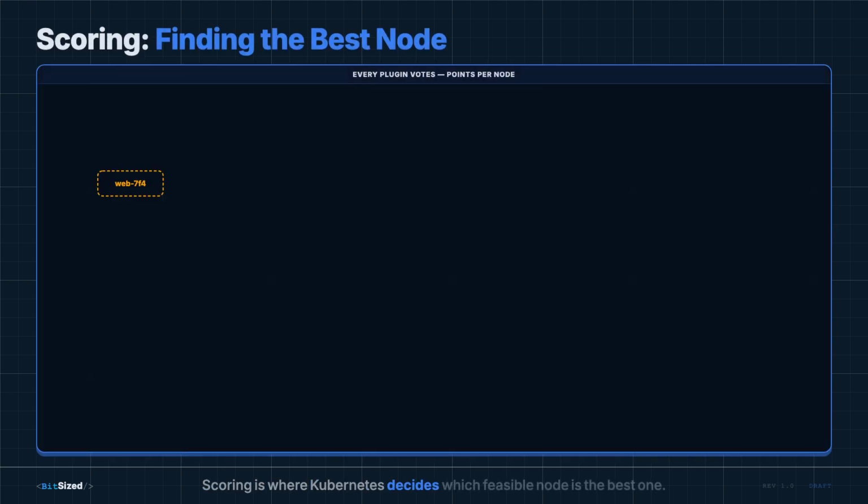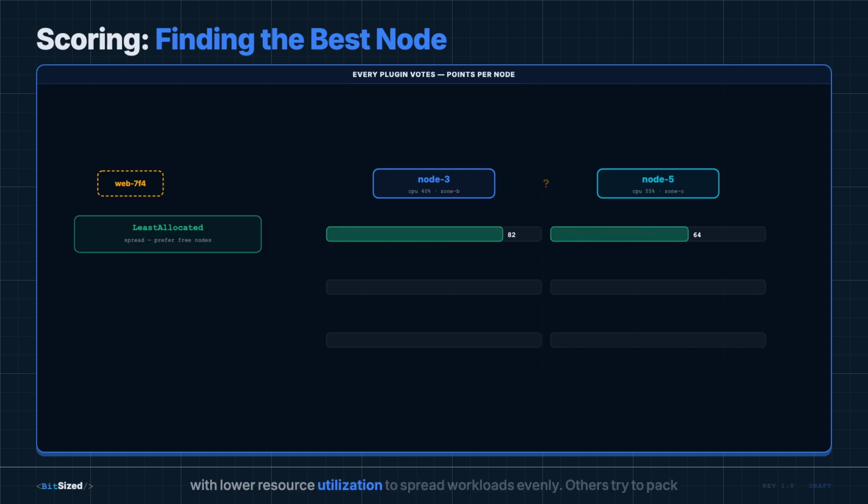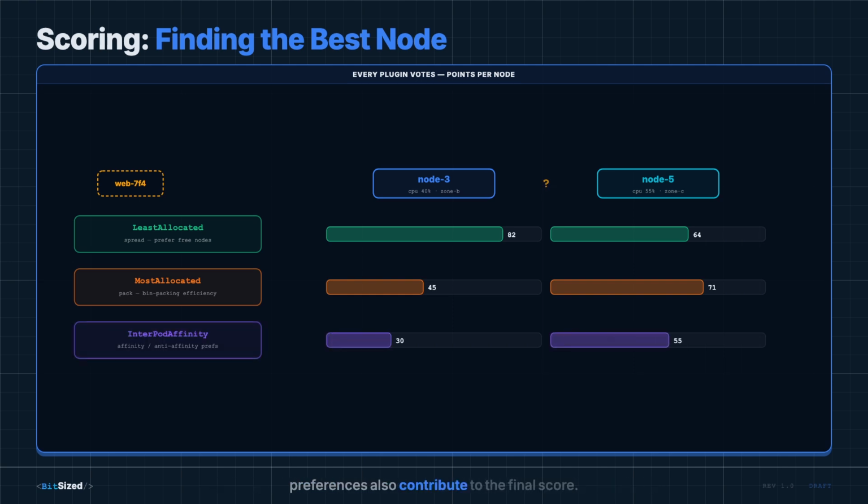Scoring is where Kubernetes decides which feasible node is the best one. Multiple scoring plugins assign points to each node. Some plugins prefer nodes with lower resource utilization to spread workloads evenly. Others try to pack pods together to improve resource efficiency. Affinity and anti-affinity preferences also contribute to the final score.